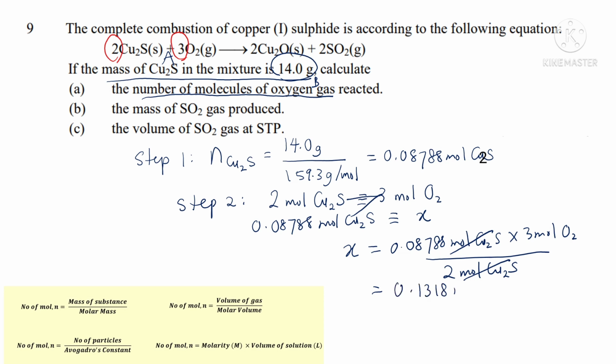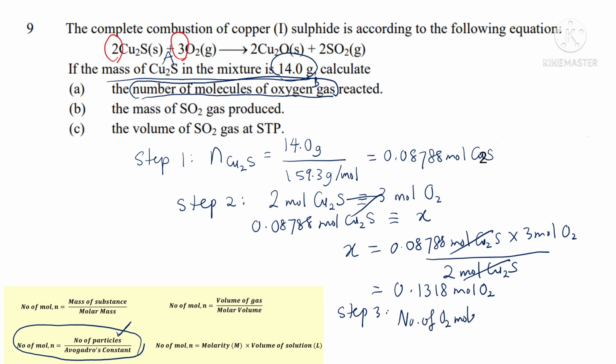0.1318 mole of oxygen. And then in step number 3, we want to find the number of oxygen molecules. To find this, we can use the formula: number of moles equals number of particles, and the particles here are the oxygen molecules, divided by the Avogadro constant. So to find the number of oxygen molecules, basically we use this formula: number of moles of oxygen multiplied by the Avogadro constant.